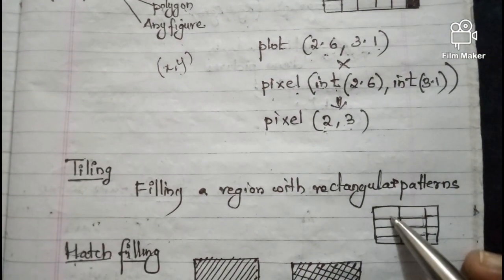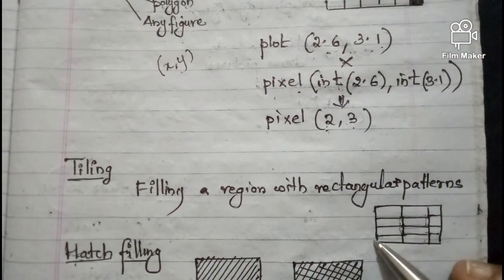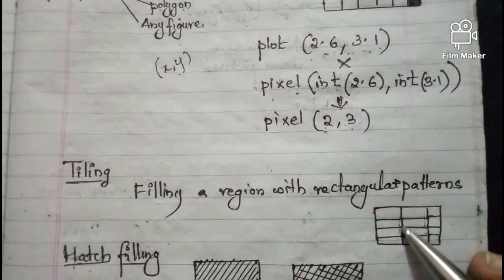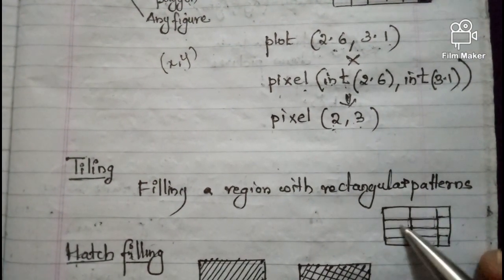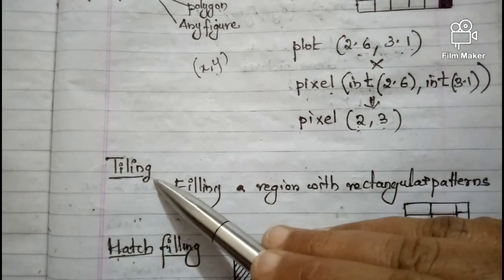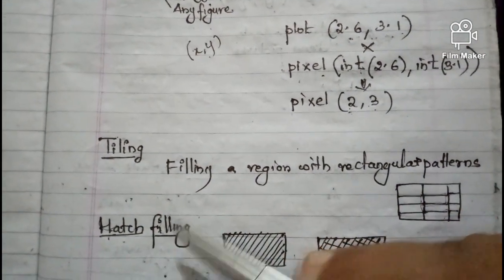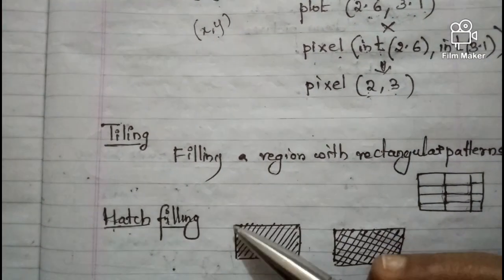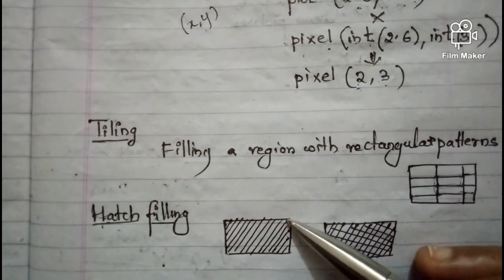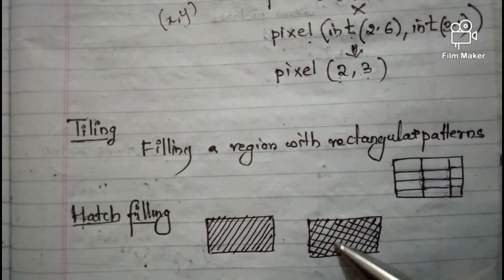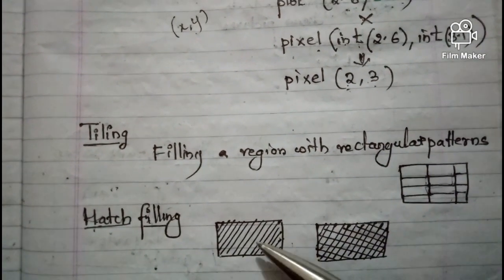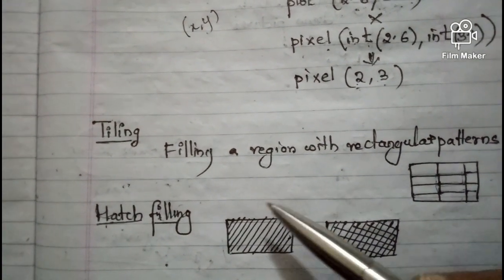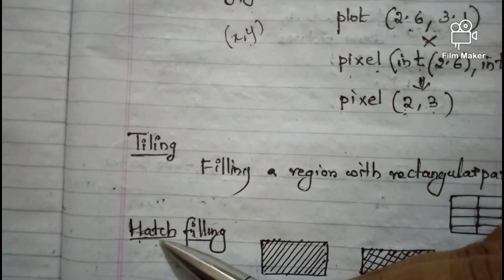If I am trying to fill this region using rectangular patterns, then such a filling is called tiling. Now what is hatch filling? Hatch filling means if I am trying to fill an area using a set of parallel lines, or I am trying to fill an area using crossed lines. Either parallel lines or crossed lines are used to fill an area, then such a filling is called hatch filling.